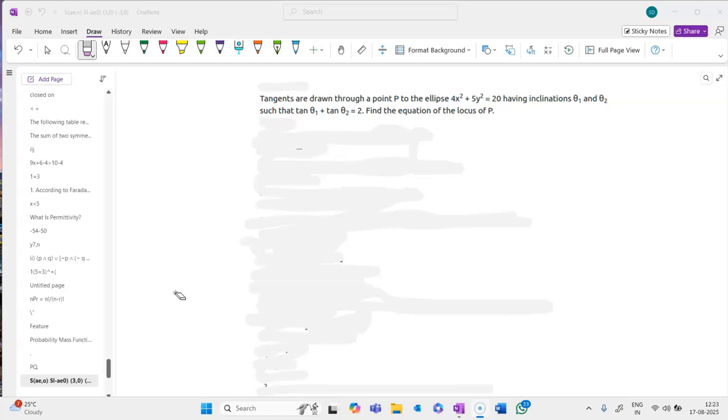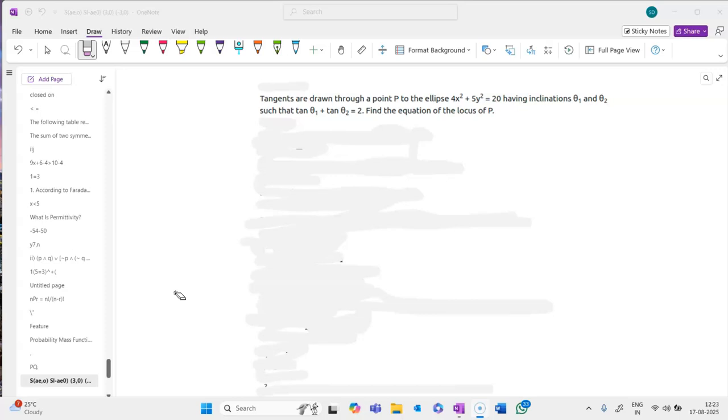So see, the question is that tangents are drawn from a point P to the ellipse 4x square plus 5y square equals 20, having inclinations theta 1 and theta 2, such that tan theta 1 plus tan theta 2 equals 2. So find the equation of the locus of P. If you observe, we are working with the locus of P here.